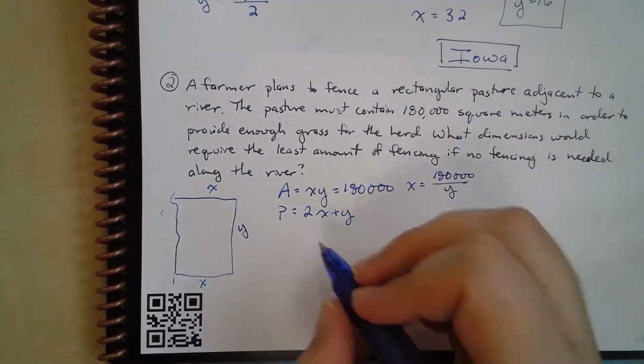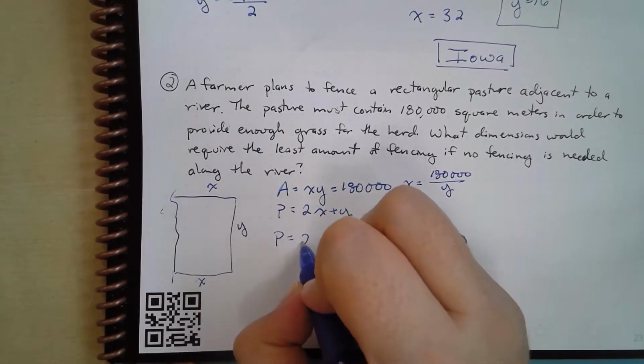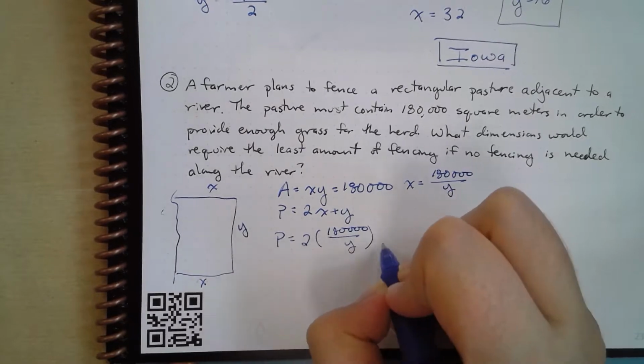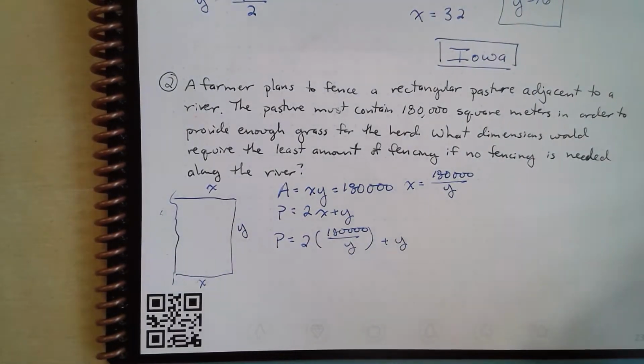So now I'm going to substitute. Our perimeter is equal to 2 times 180,000 divided by y, plus y. Ugh, I already don't like how I did this, but I'm in it too deep now, so whatever.